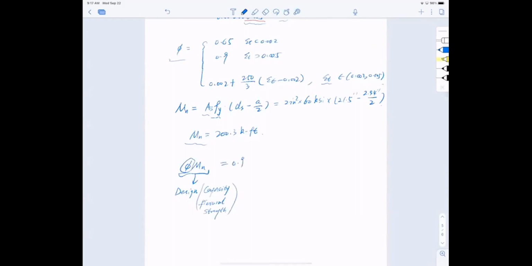So that is 0.9 multiplied by 200.3 kip foot. And what I have here is 180 kip foot. Okay, so with this number, I check again with the required loading, that is 145 kip foot. So with this case, I say good. Okay, design is adequate. Design is adequate. Happy campers.